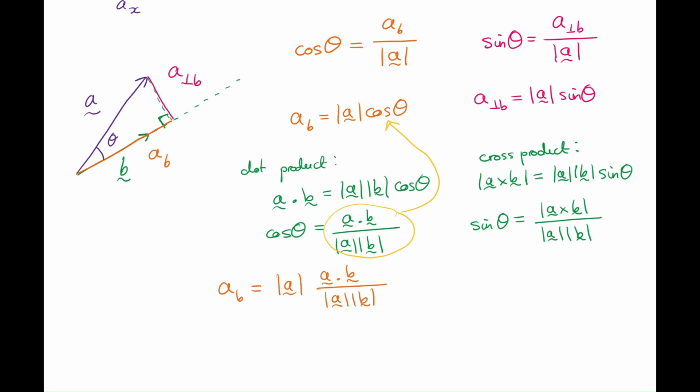Okay, well, we can see that we've got a magnitude of A and a magnitude of A that will cancel out. So my component of the vector A in the direction of B is just going to be A dot B divided by the magnitude of B.